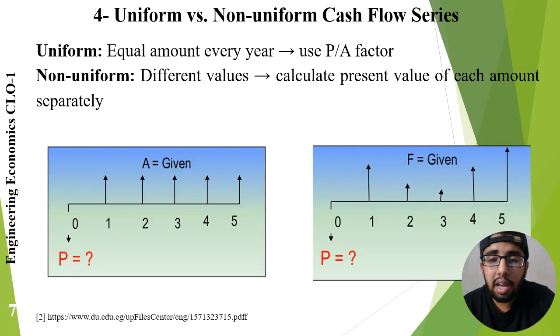Now slide 7. Here are shown two figures of uniform and non-uniform cash flow series. The left is of uniform cash flow and the right is of non-uniform cash flow. Uniform cash flow consists of equal payments or receipts occurring at regular intervals, like on the left, where there are all regular intervals. Examples include annual salaries, rental payments, or fixed maintenance contracts. Non-uniform cash flows, on the other hand, vary from year to year. Examples include project revenues that grow.